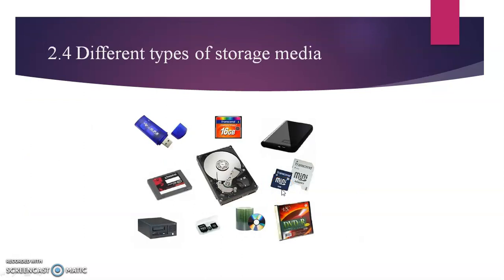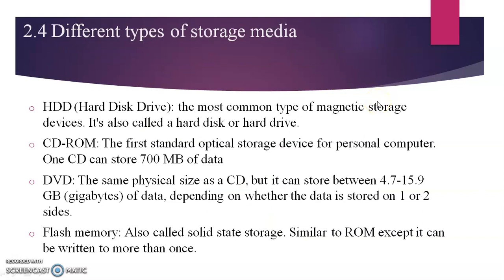2.4 Different types of storage media. Hard disk drive, the most common type of mechanical storage device, is also called a hard disk or hard drive. CD-ROM, the first standard optical storage device for personal computers. One CD can store 700 MB of data.